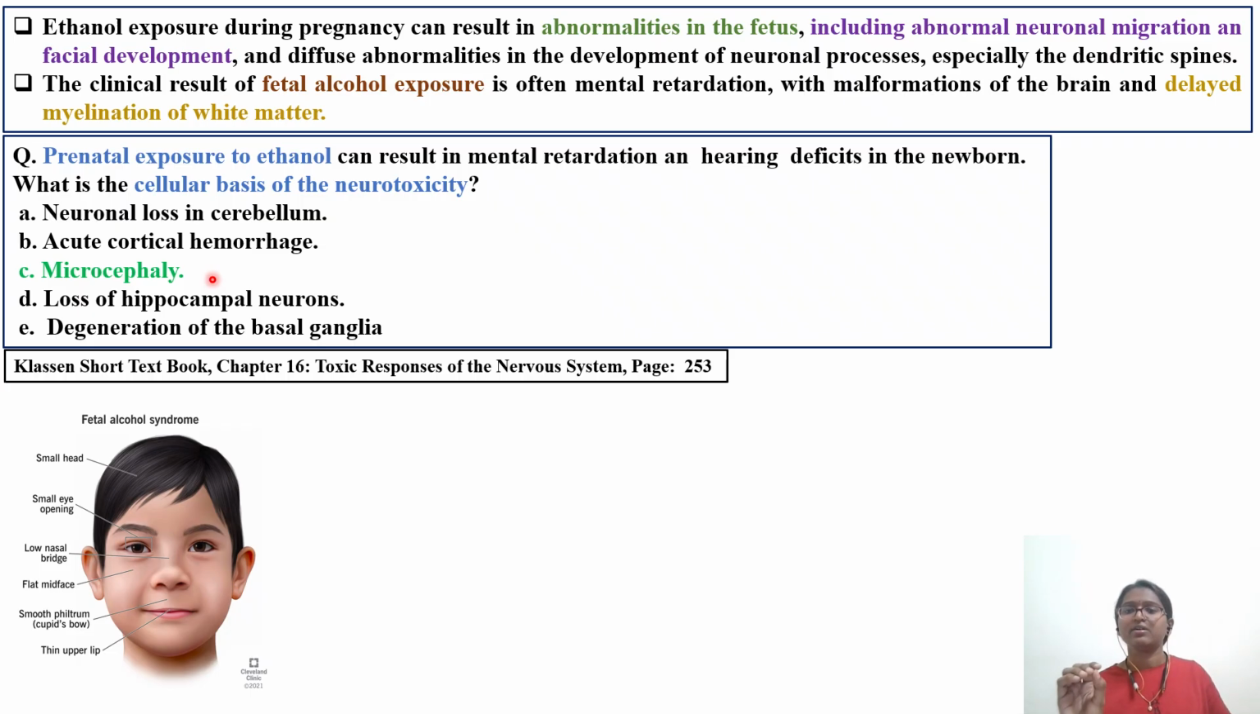Okay, stop here. Read how it is affecting delayed myelination of white matter, and how it is affecting neuronal migration. Also facial development, that is craniofacial dysmorphism.